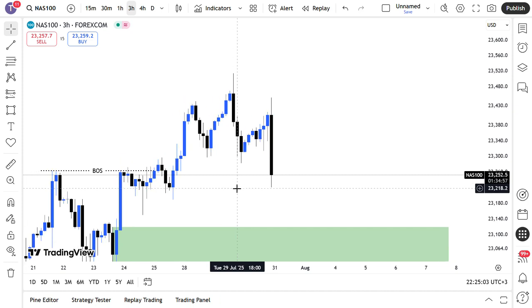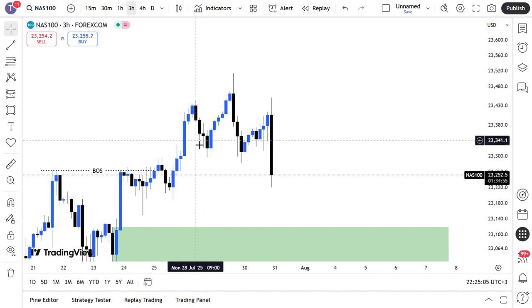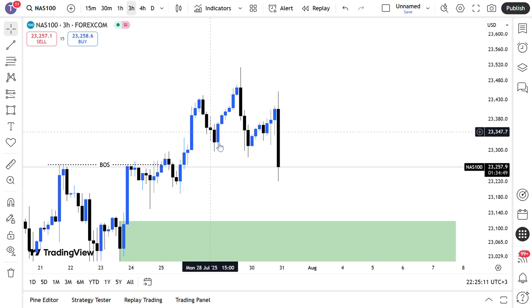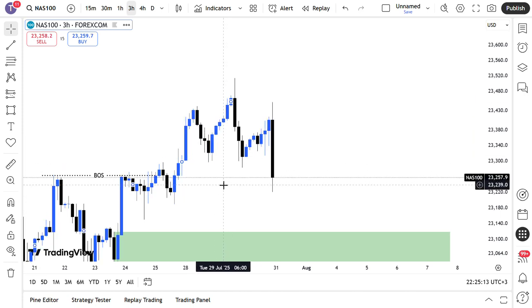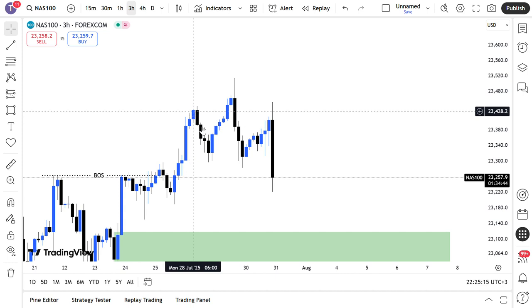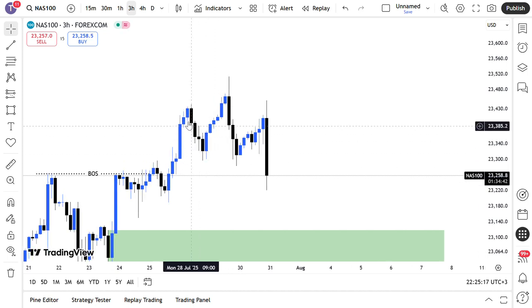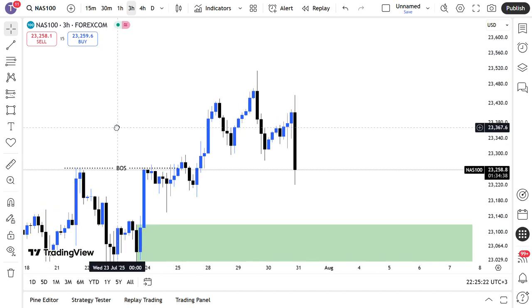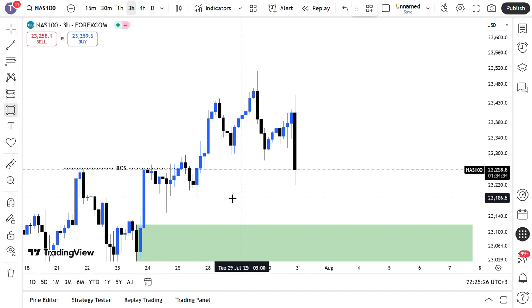And then also, after the break of structure, we have this pullback, the first major inducement. So this is the major inducement, and this one also is a major inducement. We have these two inducements, but I will be looking towards the first inducement because the first major inducement is always very powerful.